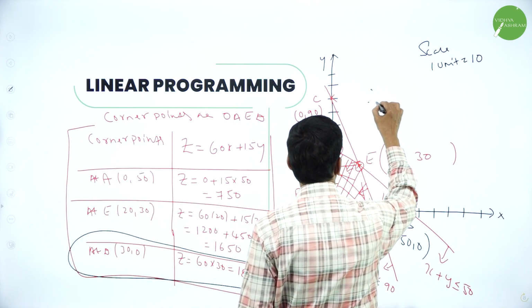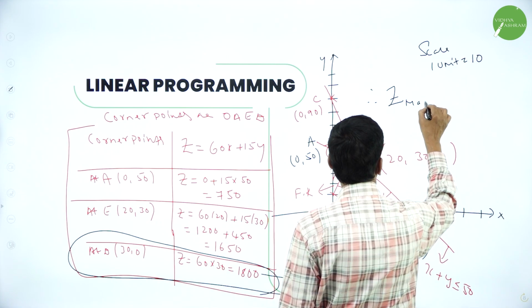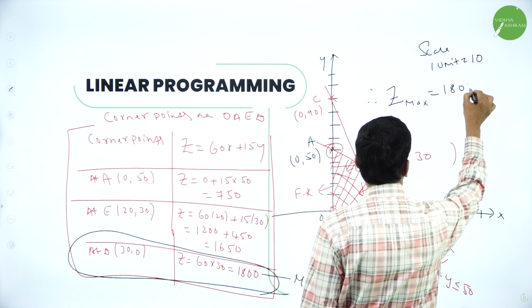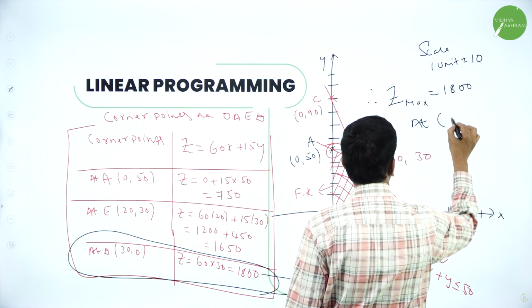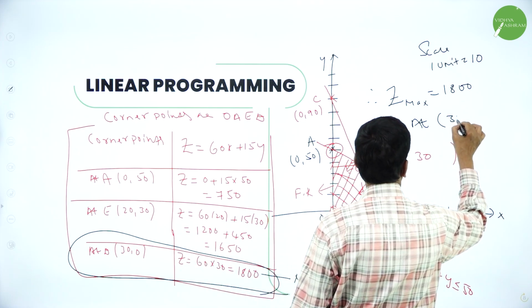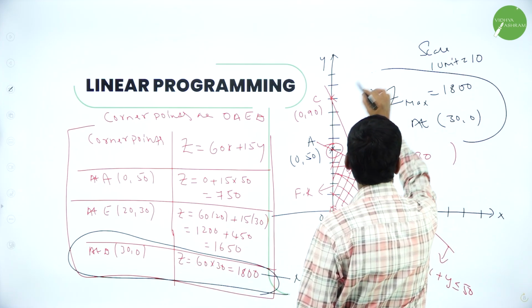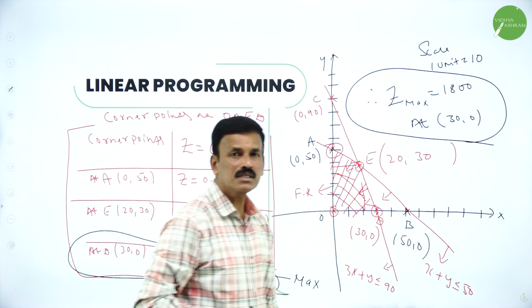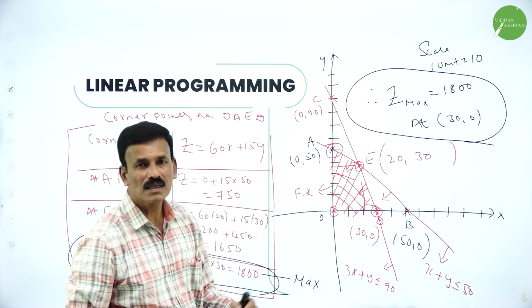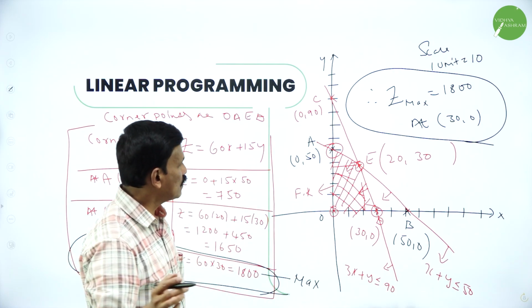So therefore conclude this. Z maximum is equal to 1800 at (30, 0). That's it. This is the final answer. This is how we are going to solve this problem. Hope you followed. Very simple and definite sure question.